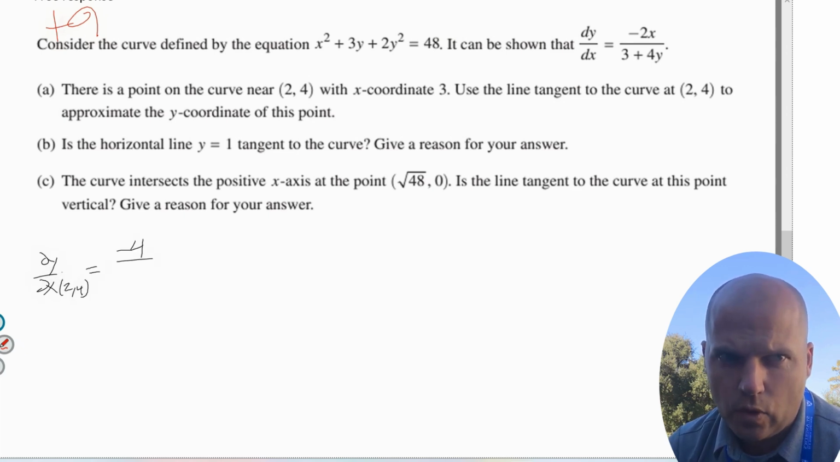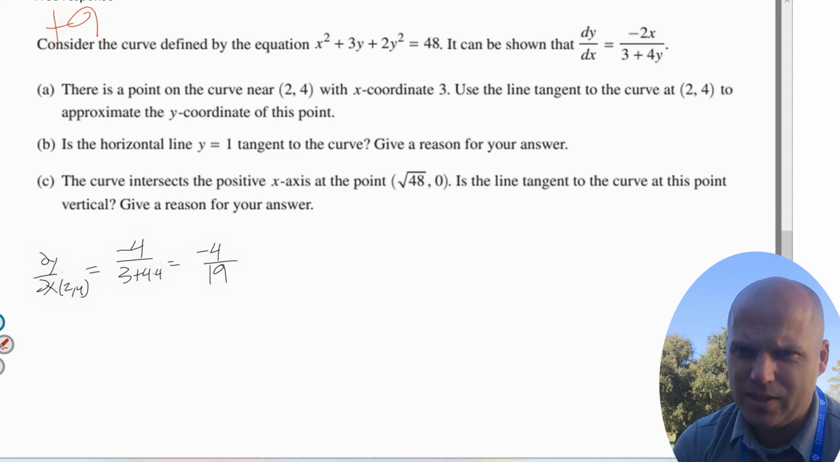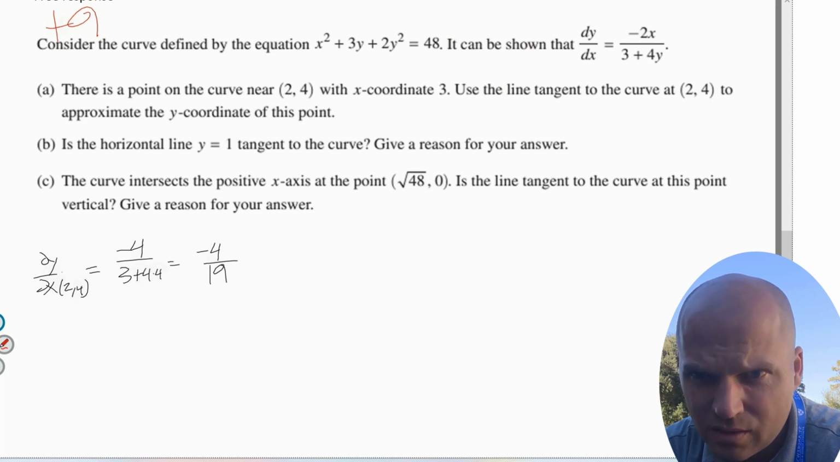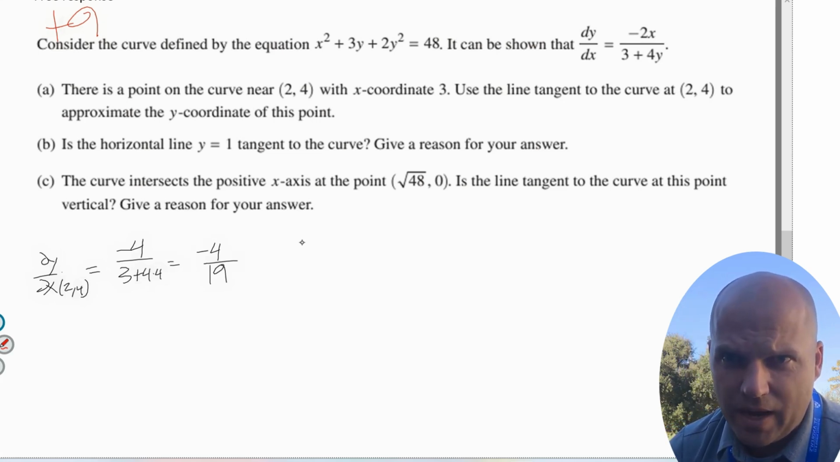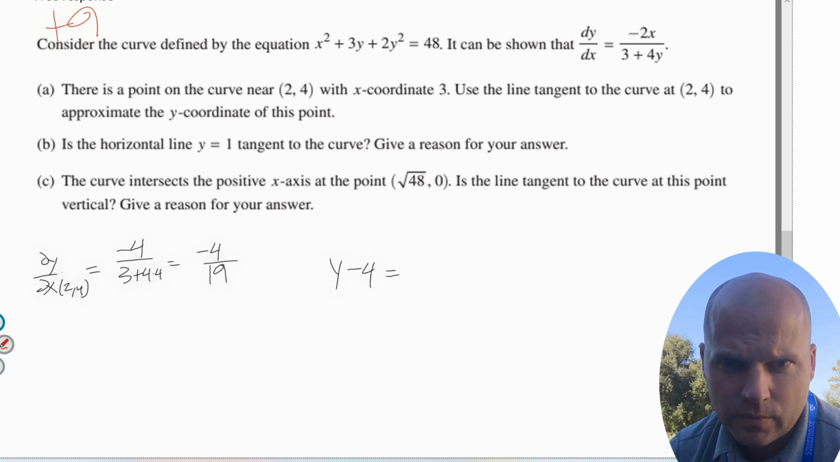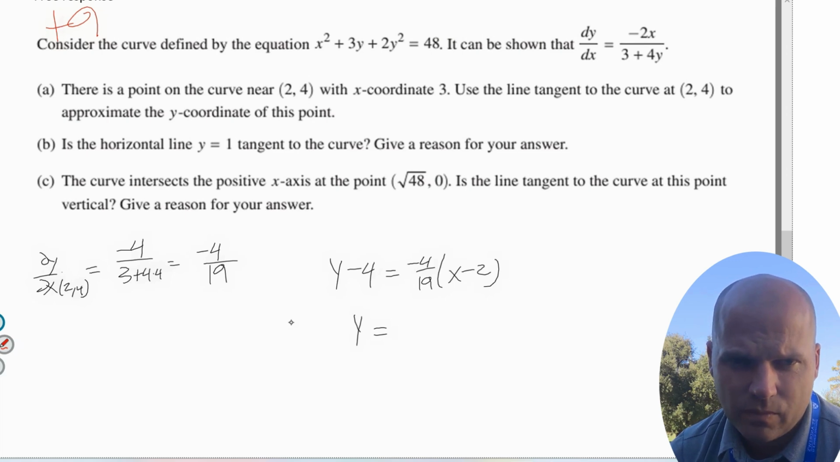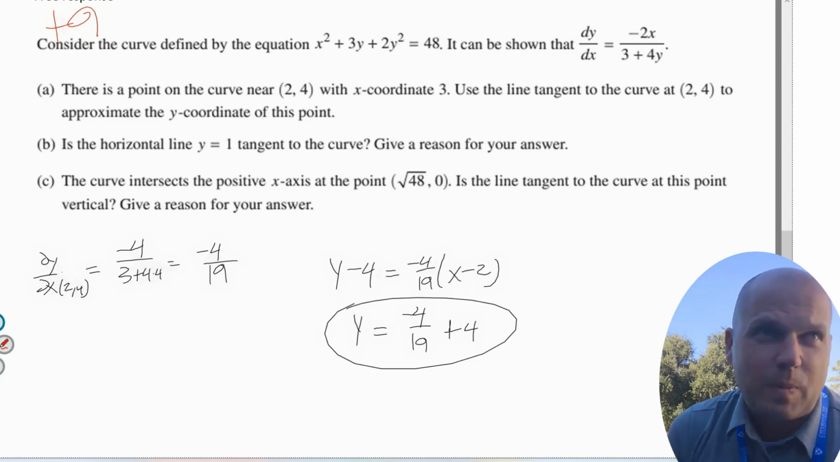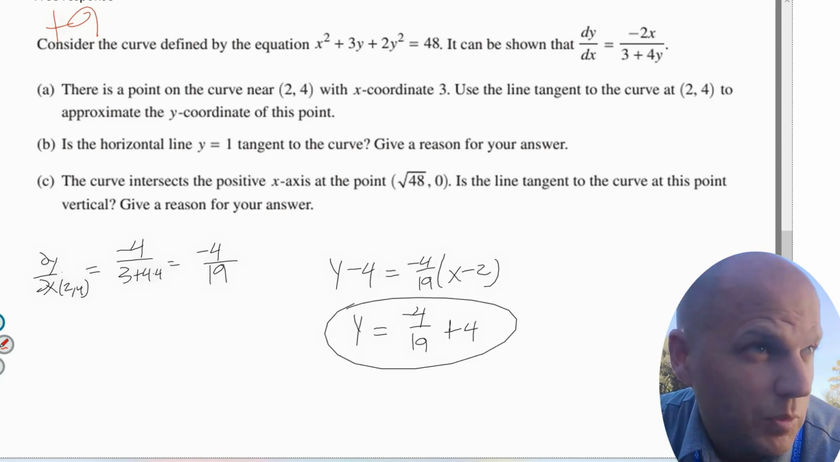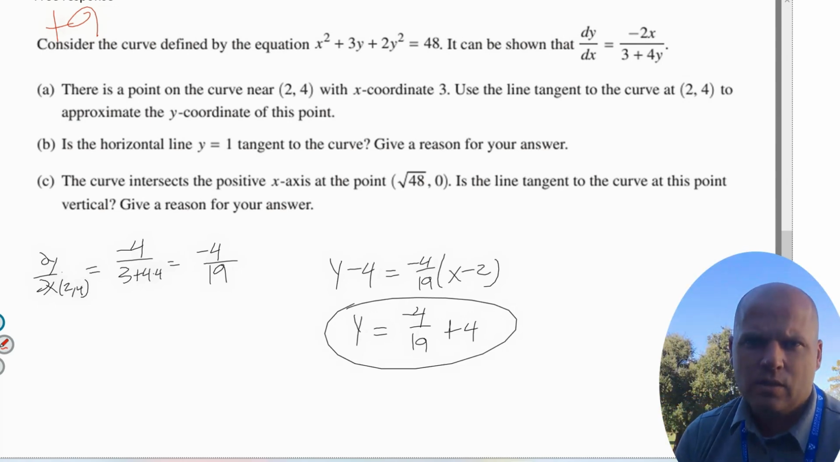I get negative 4 over 3 plus 4 times 4, so I get negative 4 over 19. Oh, what? Are you serious? Great. So my tangent line is y minus 4 equals negative 4/19 times (x minus 2), and we are approximating at an x-coordinate of 3. So I'll get negative 4/19 times (3 minus 2) plus 4. Great thing about free response, guys: calculator-ready answers are acceptable. This is totally fine. You would leave that.